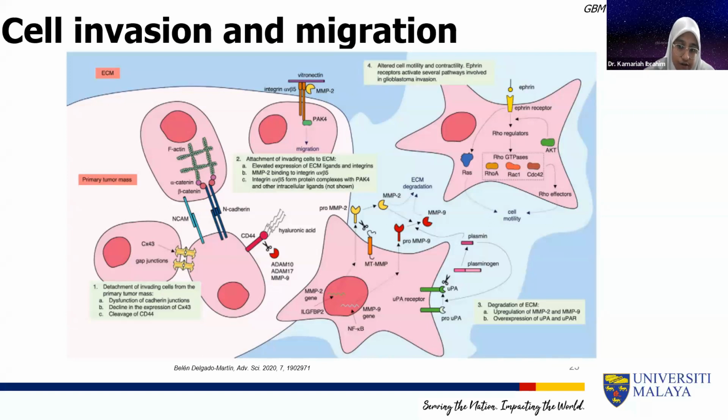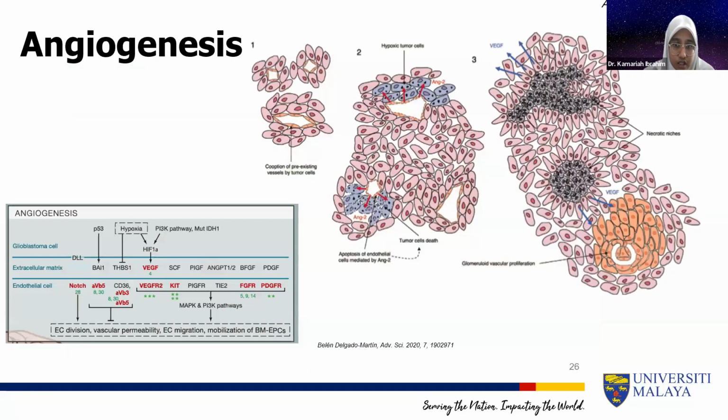Okay, so I mentioned intertumoral heterogeneity, and also that GBM cells are able to invade and migrate using their unique way of movement. It starts with the detachment of invading cells from the primary tumor mass, and then later there's attachment of the invading cells to the extracellular matrix, followed by the degradation of the ECM, and then a unique altered cell motility and contractility. These ephrin receptors activate several pathways involved in glioblastoma invasion.